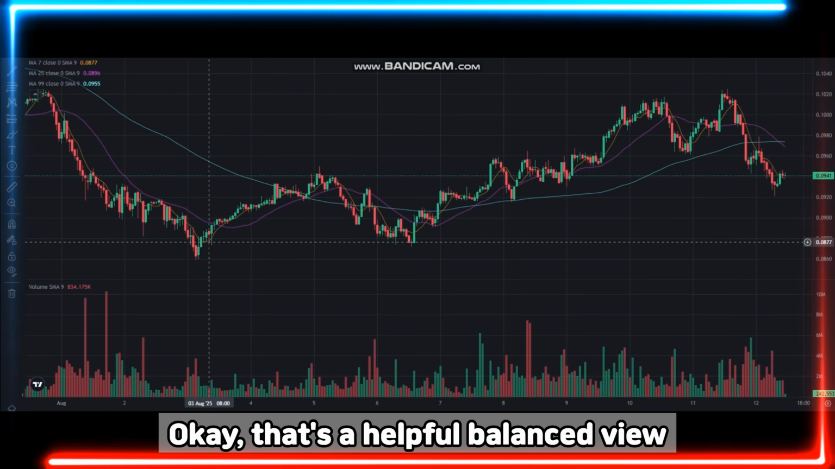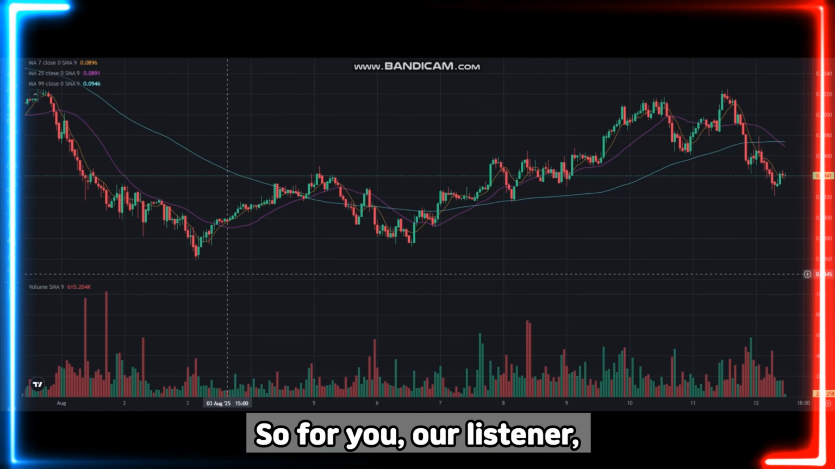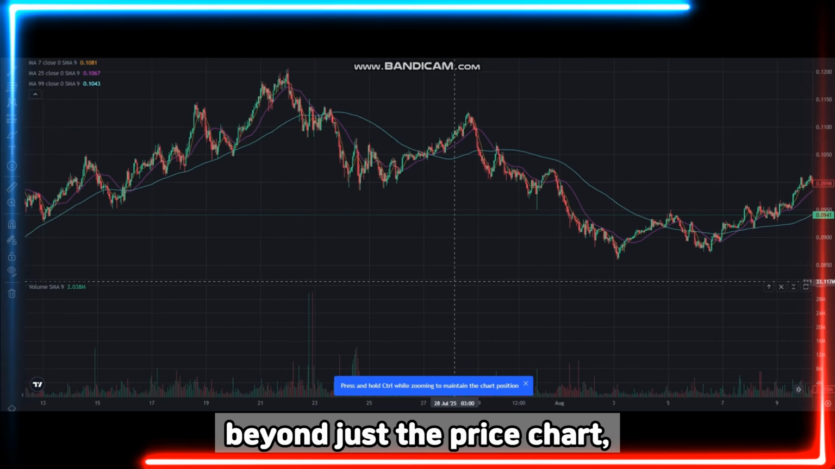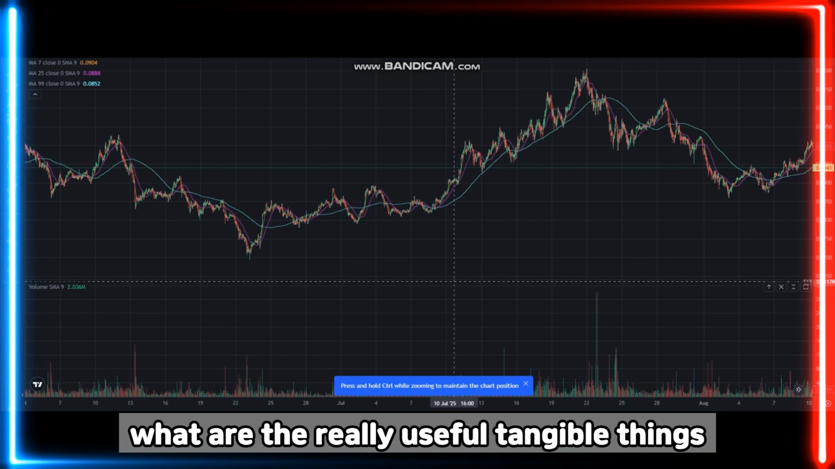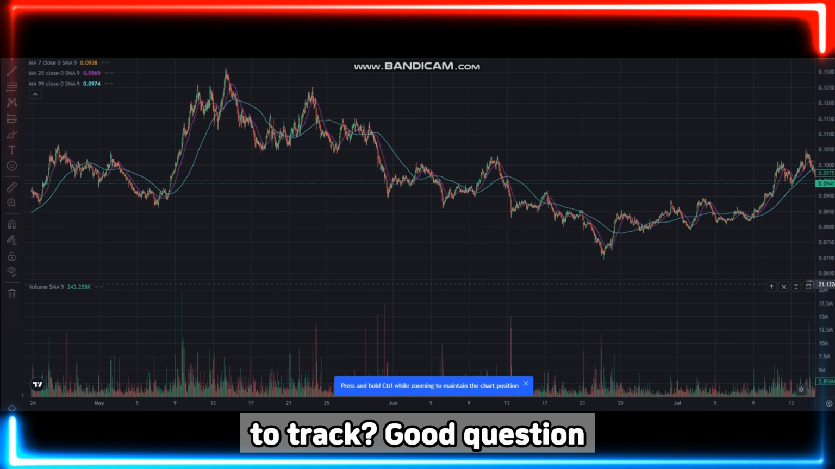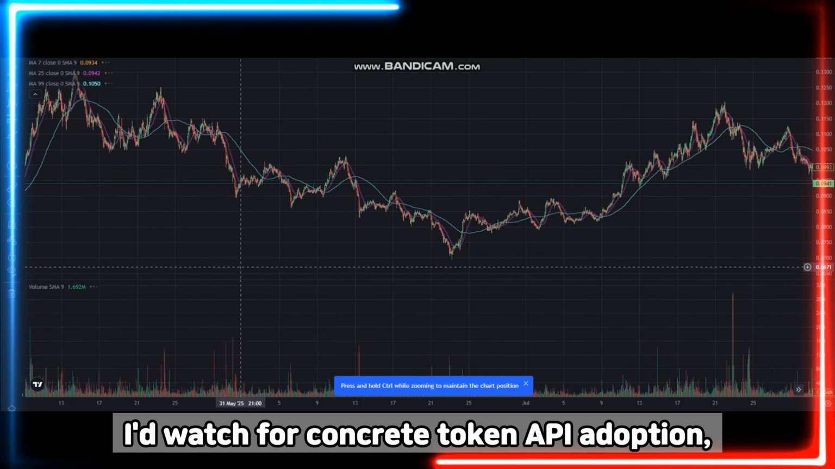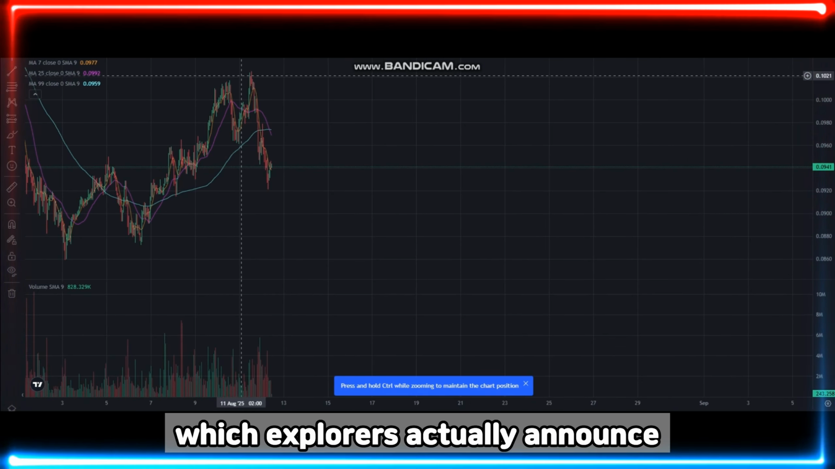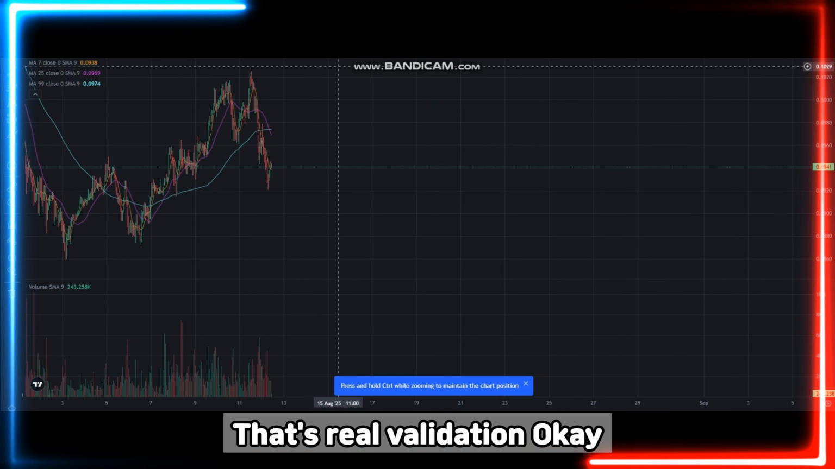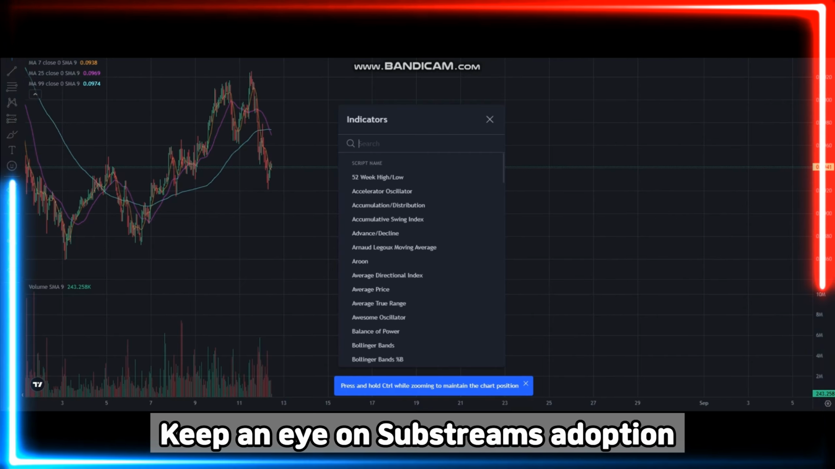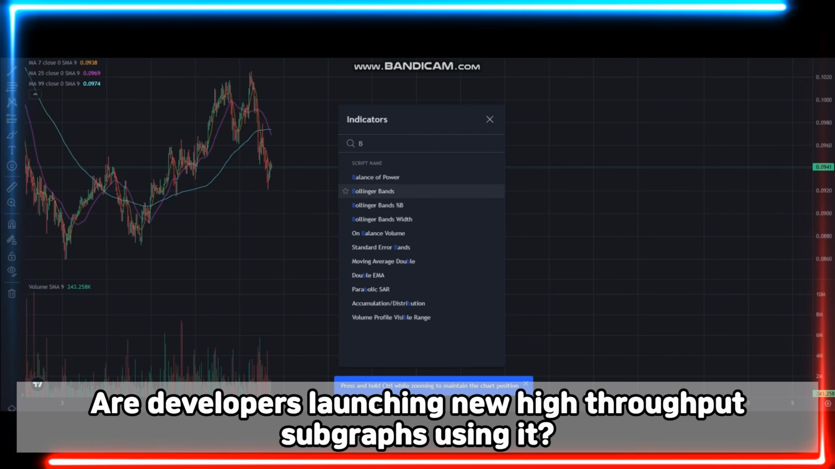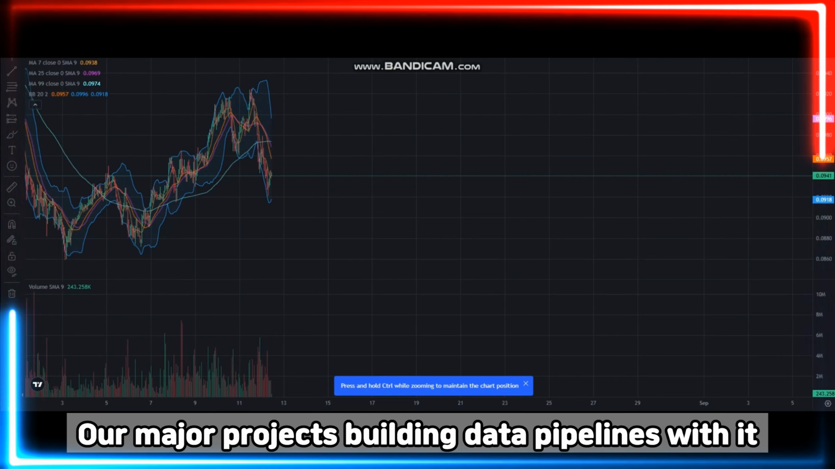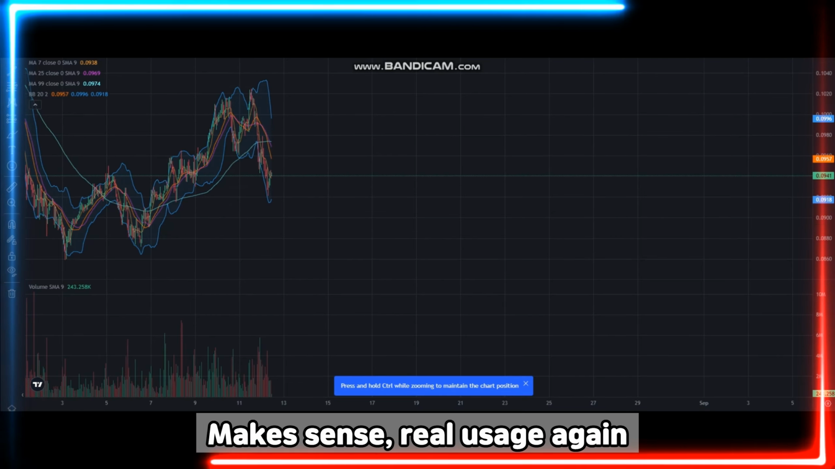Okay, that's a helpful, balanced view. So for you, our listener who's maybe following the graph, trying to understand its progress beyond just the price chart, what are the really useful, tangible things to track? Good question. I'd watch for concrete token API adoption. Which wallets, which explorers actually announce they're using it. That's real validation. Okay. Keep an eye on substreams adoption. Are developers launching new high-throughput subgraphs using it? Are major projects building data pipelines with it? Makes sense. Real usage again.